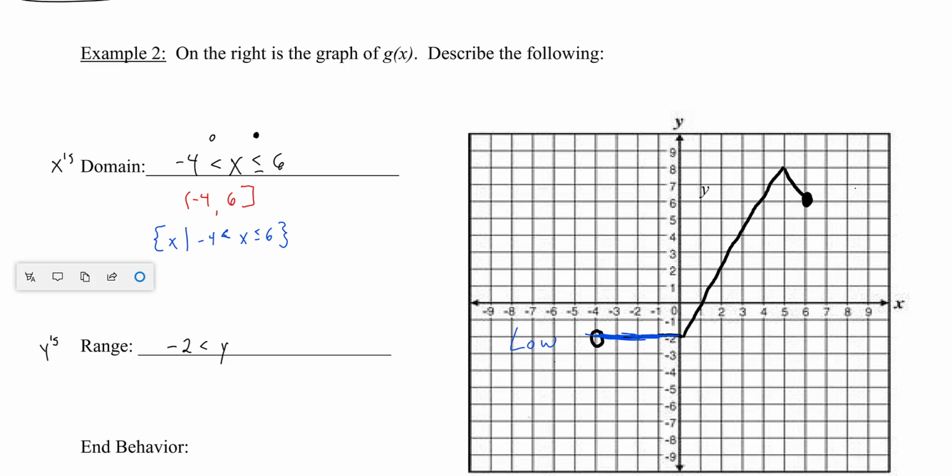We're going to use the or equal to symbol, and you may be thinking, well, we have an open dot there at -2, which is true, but also we have a solid line, which implies a solid dot is here at all the other coordinates.